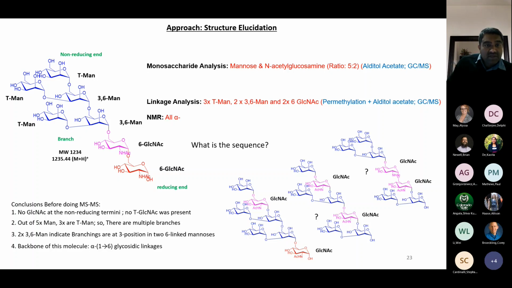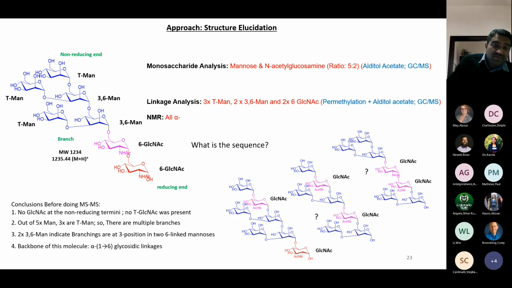So the conclusions that can be derived from these three pieces of information are, one, no GlcNAc is at the non-reducing termini because no T-GlcNAc was present. So none of the 2 GlcNAc can be drawn on this side. That's a restriction. Of the 5 mannoses, 3 are T-mannoses, and so there are multiple branches, definitely. The 2 3,6-linked mannoses indicate branchings at 3 positions in 2 of the 6-linked mannoses. These are primarily 6-linked mannoses, and then 3 positions they have branching. And the backbone of this molecule is all alpha 1,6 glycosylated. Now, how do we do the sequence? To do the sequence, we need to do MS/MS.